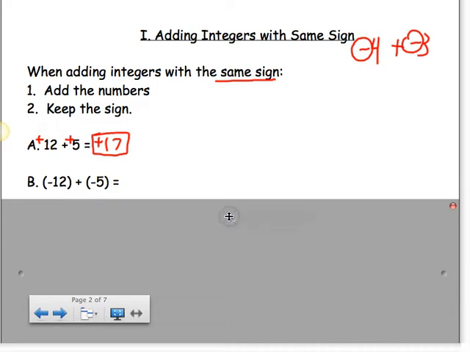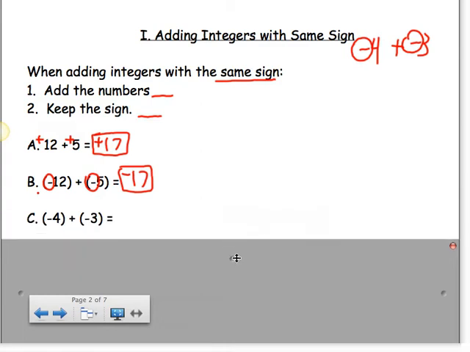Second example, I have two negatives. -12 now, plus -5. The steps are the same. First, add the numbers. 12 plus 5 is 17. And now keep the sign. Since they're both negative, the sum is now -17.